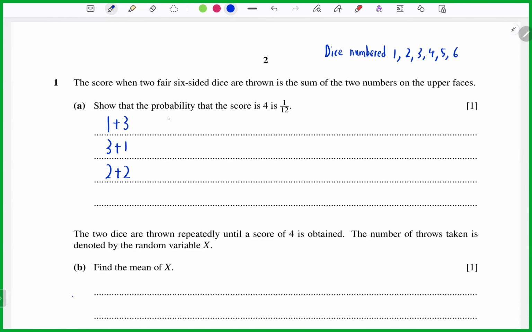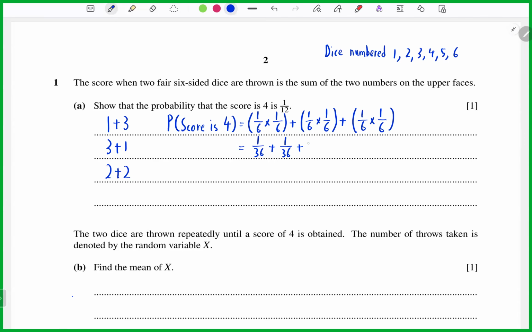Okay, so you can write here the probability that the score is 4, right? So you can write 1 over 6 multiply 1 over 6, plus 1 over 6 multiply 1 over 6, plus 1 over 6 multiply 1 over 6. That is 1 over 36 plus 1 over 36 plus 1 over 36. So you will get 3 over 36, which equals 1 over 12. Alright, so now we go to the next question.